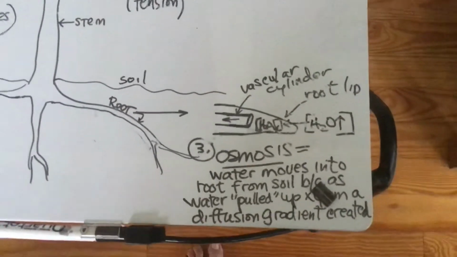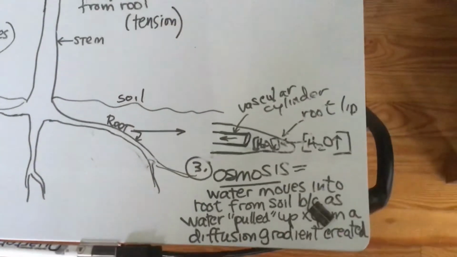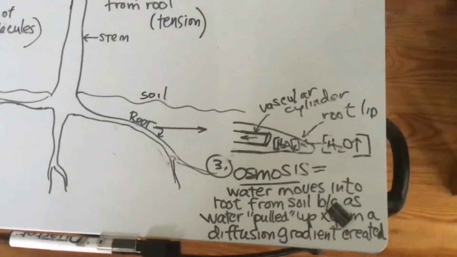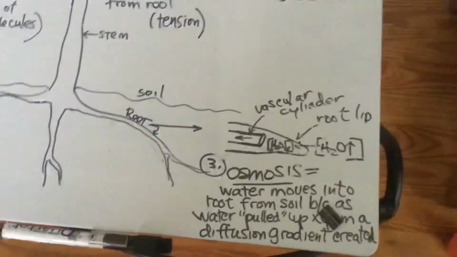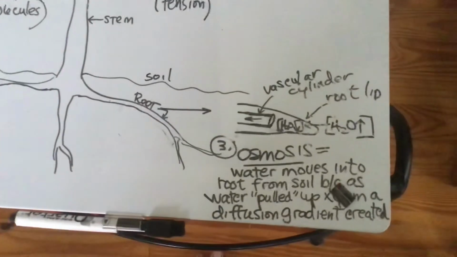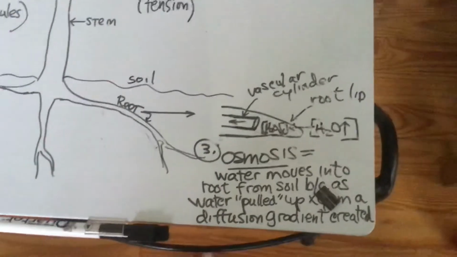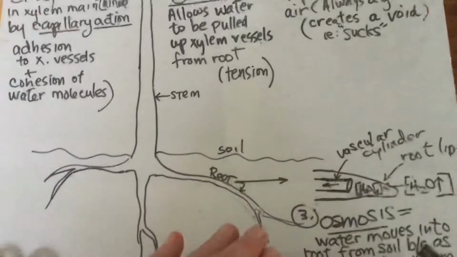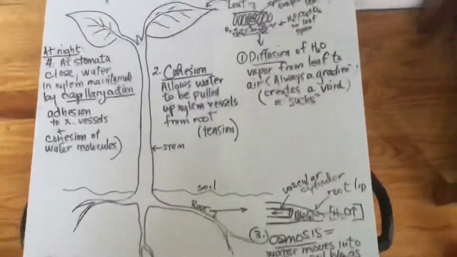Now, other things that are dissolved in that water will also move with it. For example, a lot of the nutrients are in ionic form, dissolved in that water continuum, and they will move into the root and into the vascular system and up with the xylem water. So that's the basic process.